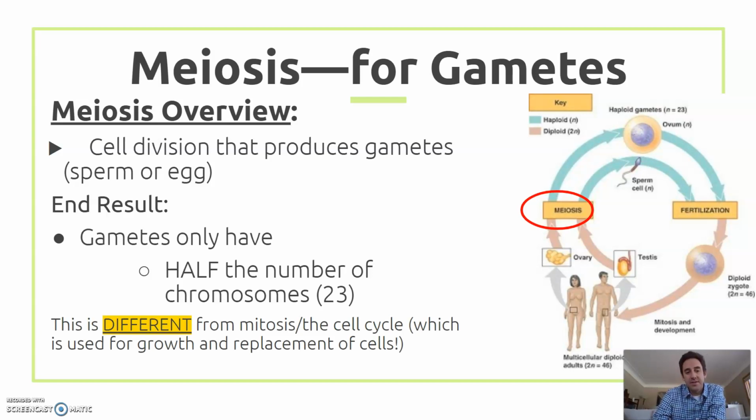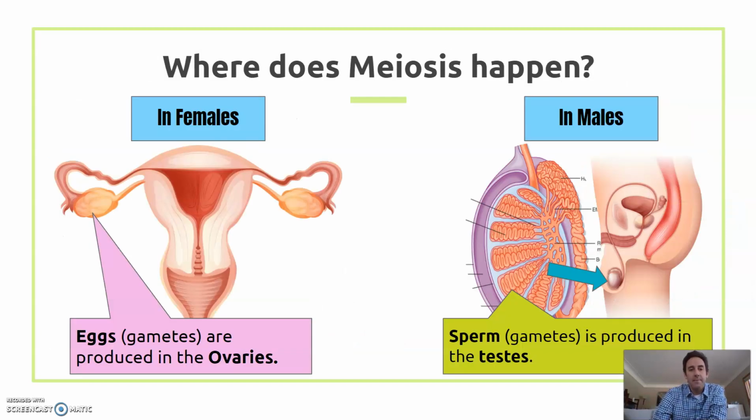Okay? So note that this is different from mitosis and the cell cycle, which is used to replace cells and for growth and things like that. So it's a different type of cell division used specifically to make gametes. Where does this happen? Well, in females, this happens in the ovaries, which are these structures here. And in males, it's produced in the testes.